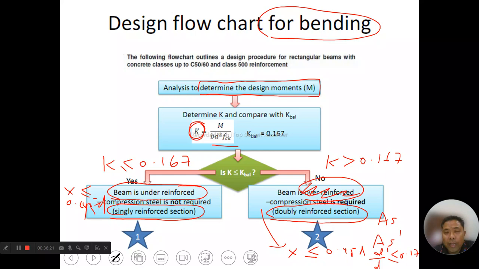The procedure is a bit different here. Earlier, we were given the area of steel and had to find the moment, but here the bending moment is given, and you are required to find the area of reinforcement. That area of reinforcement greatly depends on your K. If your K is less than or equal to 0.167, it is singly reinforced. Otherwise, meaning more than 0.167, the section is considered doubly reinforced, where you have to calculate As and As prime. This is what I said earlier, you have to find your bending moment diagram.